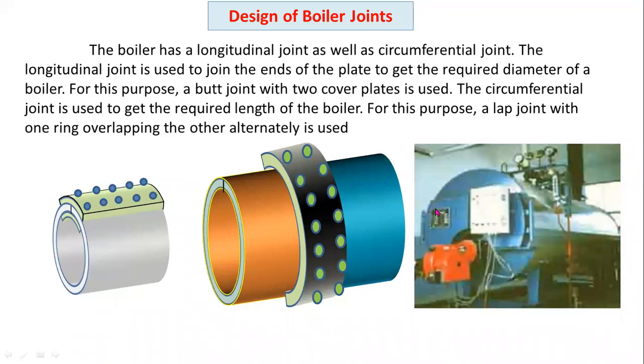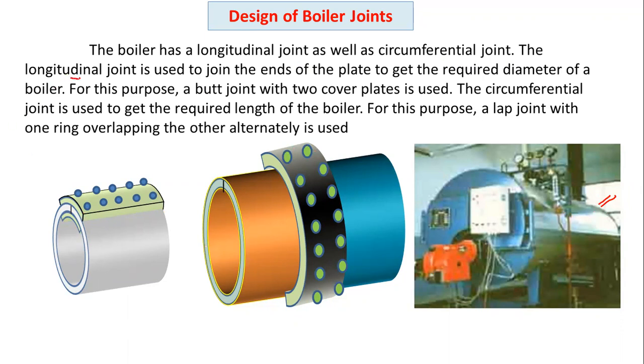A boiler has a longitudinal joint as well as a circumferential joint. This is a longitudinal joint. This is a circumferential joint. So you can observe here, this is the complete shape of a boiler. This boiler has a longitudinal joint as well as a circumferential joint.